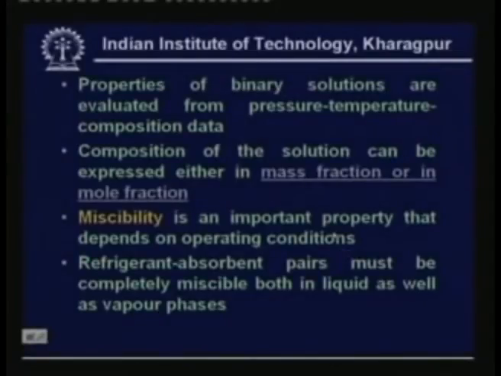And another very important property as far as refrigerant absorbent pairs are concerned is what is known as miscibility. Miscibility is an important property, and it depends upon the operating conditions. That means under certain operating conditions, a refrigerant absorbent pair may not be very highly miscible, whereas at other conditions they may be highly miscible. Okay, so it depends upon the operating conditions. And generally refrigerant absorbent pairs must be completely miscible both in liquid as well as vapor phases. So that is how you choose the pairs, so that they mix completely and you get a homogeneous mixture.